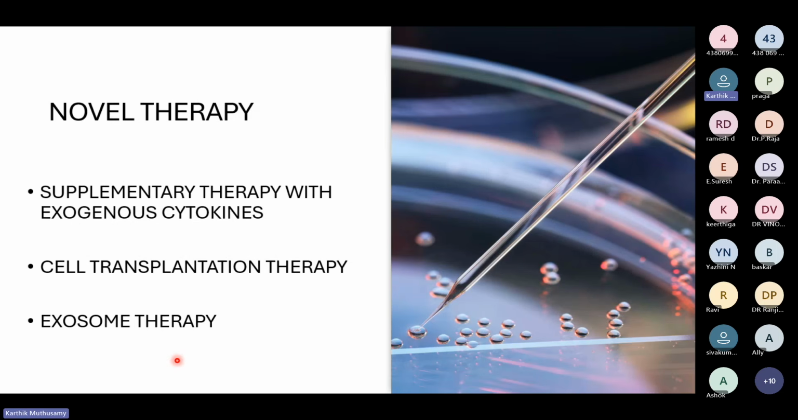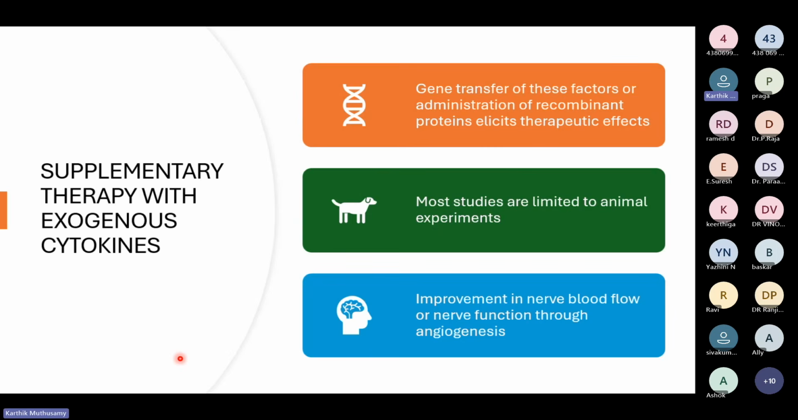My next topic is novel therapy in the treatment of diabetic neuropathy. There are 3 novel therapies currently under trial. First is supplementary therapy with exogenous cytokines. Next is cell transplantation therapy, and the third one is exosome therapy. In supplemental therapy with exogenous cytokines, we deliver the cytokines via gene transfer of these factors or by administration of recombinant proteins. It usually elicits some therapeutic effects. But a disadvantage is that most studies are currently limited to animal experiments. In animal experiments, it showed improvement in nerve blood flow or nerve function through angiogenesis.